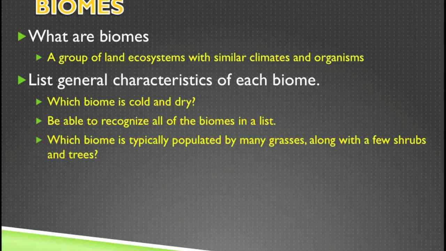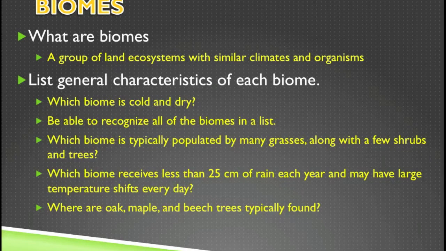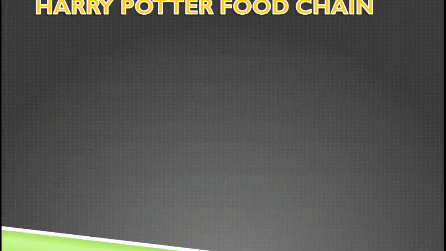Which biome is typically populated by many grasses, along with a few shrubs and trees? Which biome receives less than 25 centimeters of rain each year, and they have large temperature shifts every day? And where are oak, maple, and beech trees typically found? So these are some of the more specific things that we're looking for on the quiz. So make sure you look these up, mark these down, and become familiar with them.